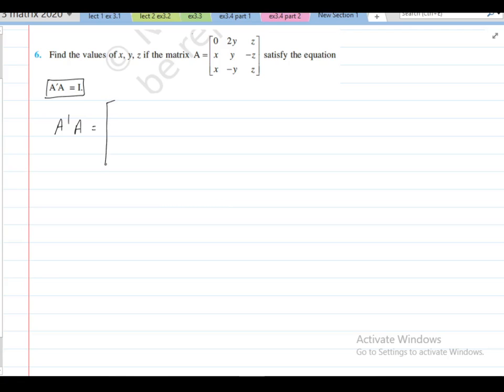Now what is A dash? Transpose of this matrix, right? 0 2 by z is the first row, it will become your first column. Then x y minus z will be your second column, and x minus yz, and the value of A, which is 0 2 by z, x y minus z, and minus z, x minus yz.